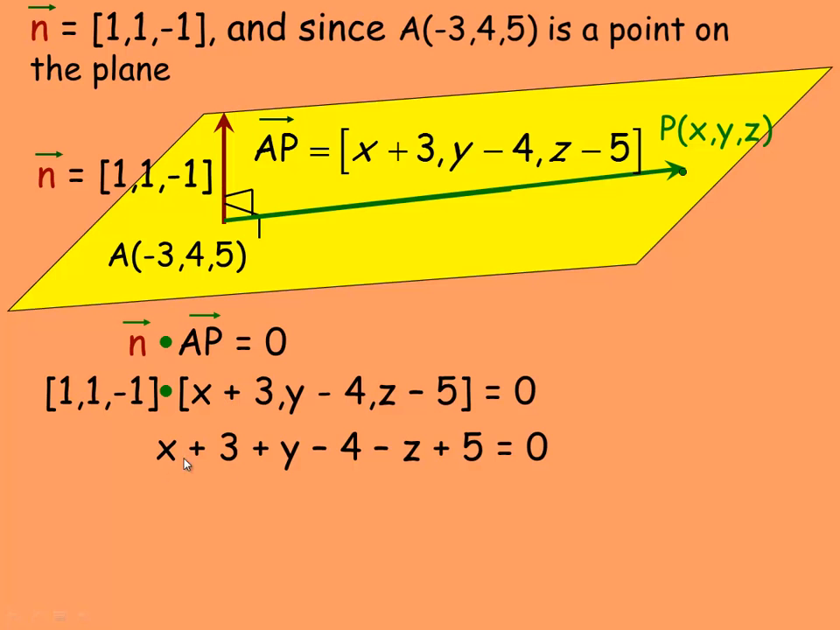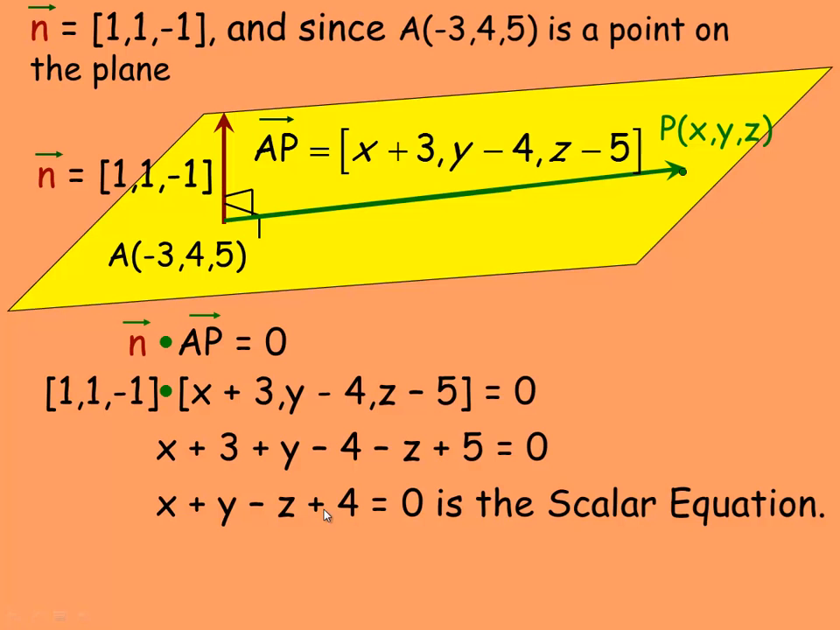So 1 times x plus 3 is x plus 3, plus 1 times y minus 4, which is y minus 4, plus negative 1 times z minus 5. Well, negative 1 times z is negative z, and negative 1 times negative 5 is plus 5. And we have three constants here, 3, negative 4, and 5. And that adds to 4. 3 minus 4 is negative 1, plus 5 is 4. So simplifying the constants, we get x plus y minus z plus 4 equals 0. And that's the scalar equation that we're looking for.